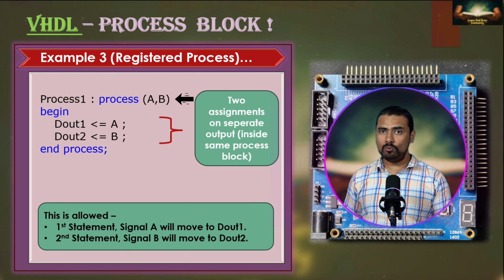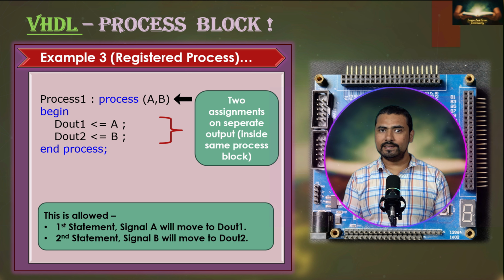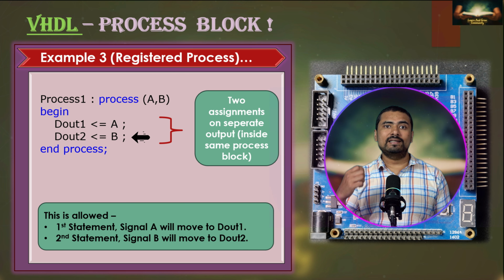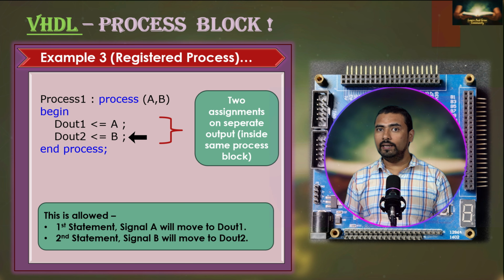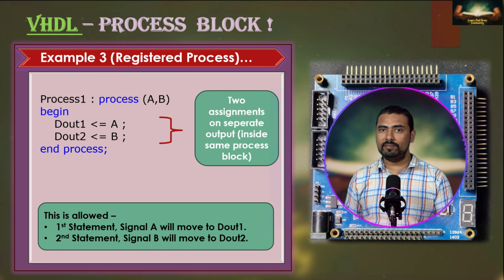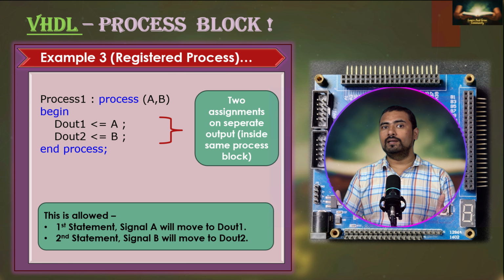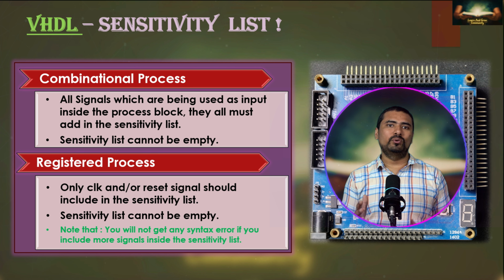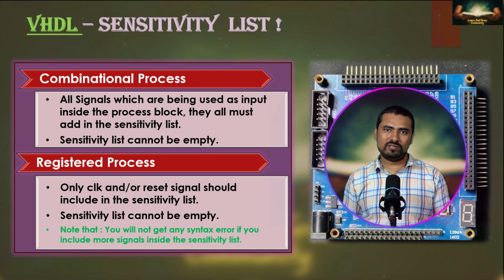So when this process block executes, at the first statement signal A will be assigned to Dout1, and at the second statement signal B will be assigned to Dout2. Means you will be getting the same results as you got in the last slide. Okay, so that's it for today. I hope you have a clear view of the process blocks in VHDL.